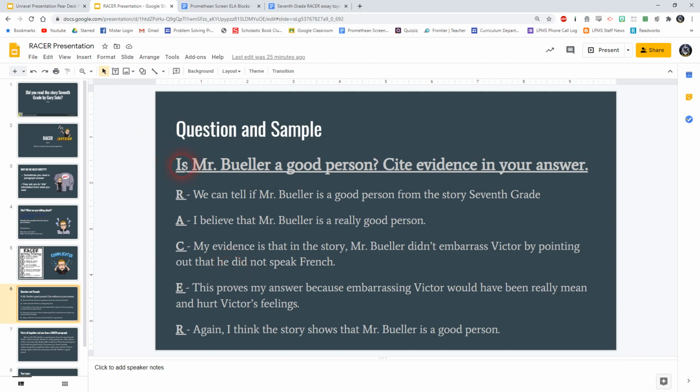The question was, is Mr. Bueller, the French teacher, a good person? Cite evidence in your answer. That means don't just say yes, don't just say no, don't just say he's kind of good and bad. You've got to tell us from the story how you know that.